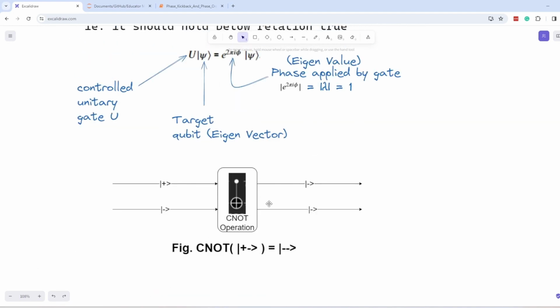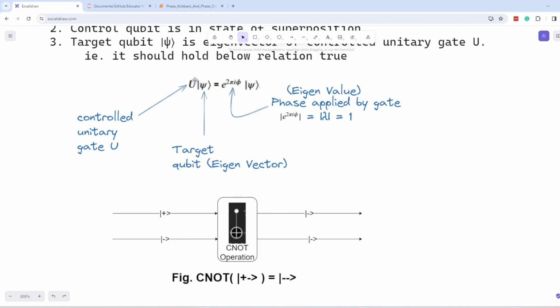So for this operation, we can clearly see that all these conditions are holding true. That's why we are able to see the ideal phase kickback effect here. But even if this equation is not holding true, there will still be some kind of entanglement, but it will not be as apparent as when this condition is met.